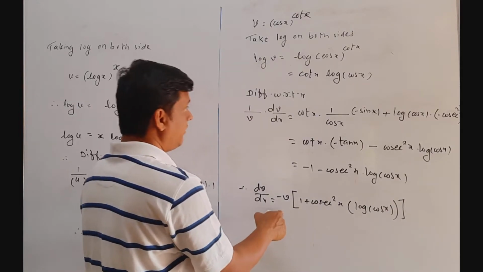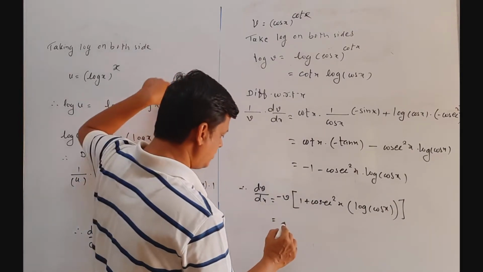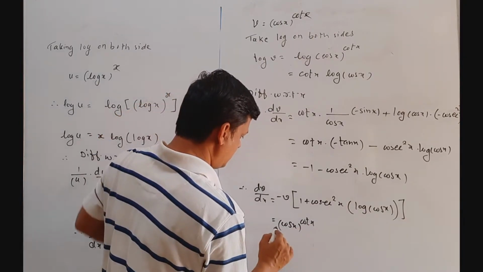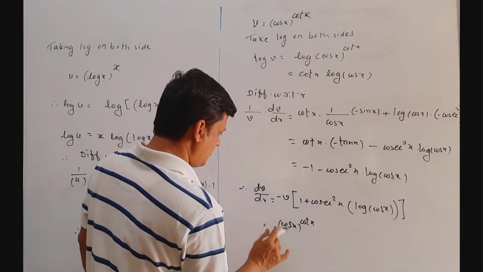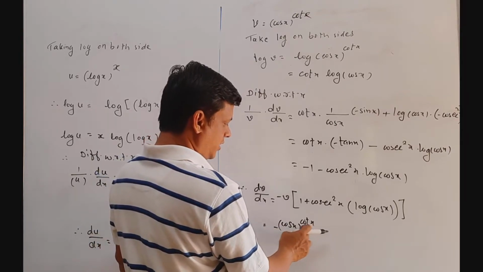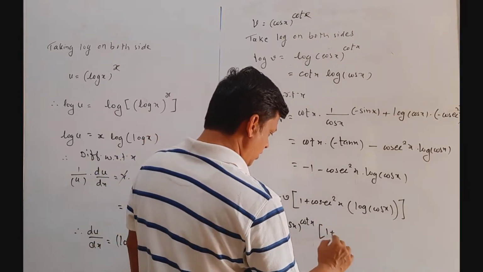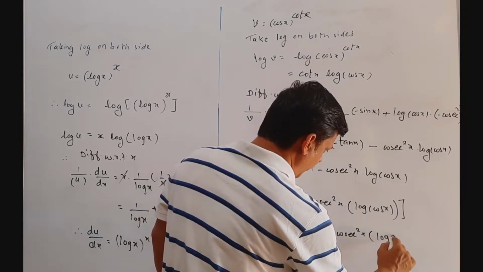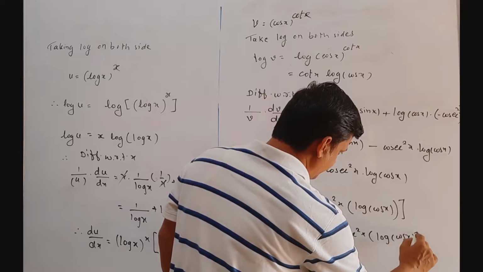Now substitute the value of v. The value of v is (cos x) raised to the power cot x. So write the minus sign first. Minus sign as it is, (cos x) raised to the power cot x in bracket 1 plus cos²x into log of cos x.